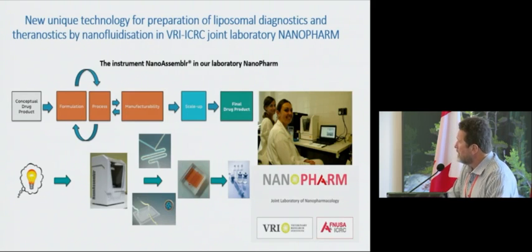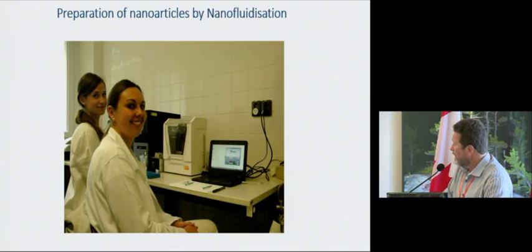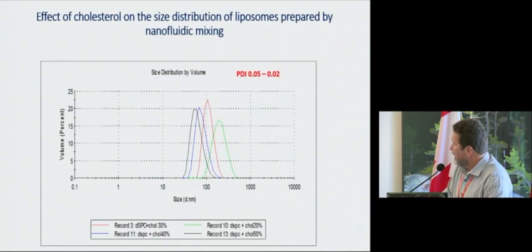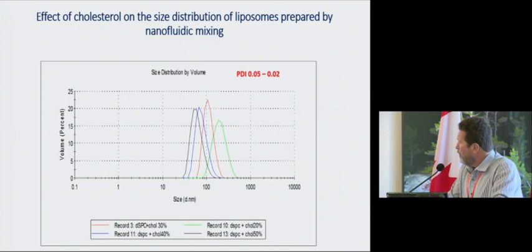We also introduced this year nanofluidization mixing to produce liposomes, and we tested producing just empty liposomes suitable for surface modification. It's my student. And we developed a platform which is based on different lipid compositions. This is one example of how we can tune the size distribution. And it's very important that we can reach very low polydispersity, from 0.05 to 0.02, and we can tune the size.